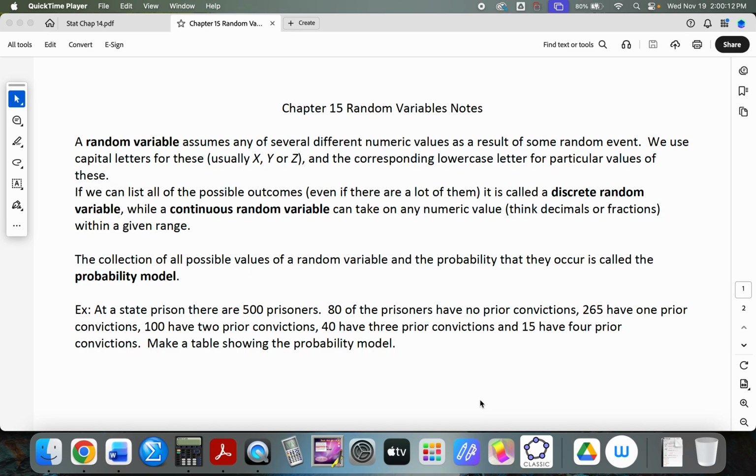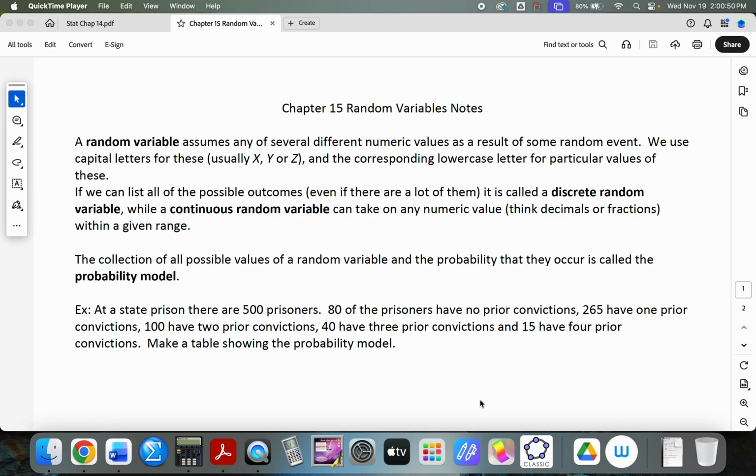All right, so today we're going to talk about random variables. This is a chapter where I'd like to have words with whoever decided the names of several of the things that we're going to do. Mostly for your sake. When you say random variable, it makes it sound like you can pick any letter you want. That's not what a random variable is in statistics. A random variable assumes any of several different numeric values as a result of some random event.